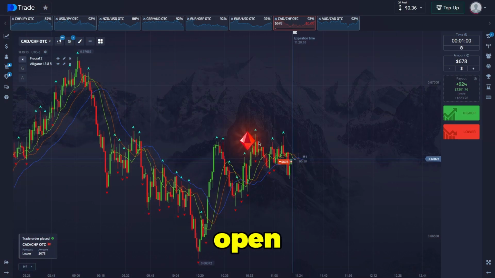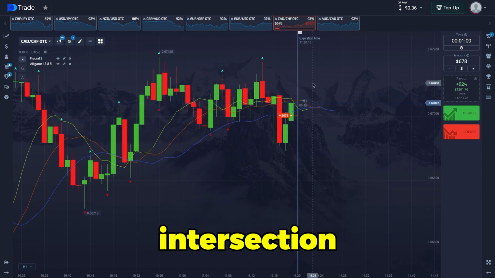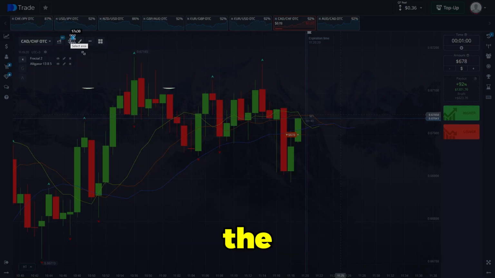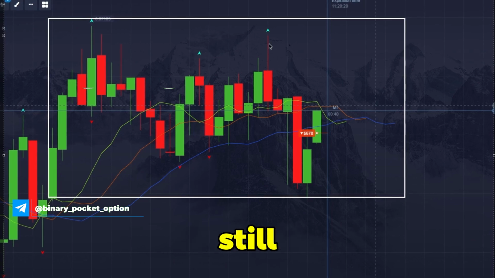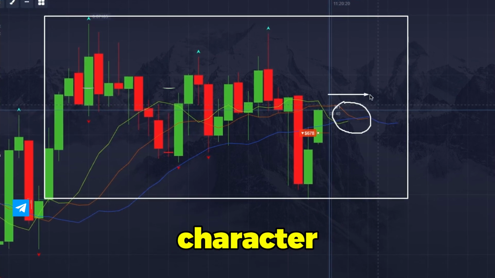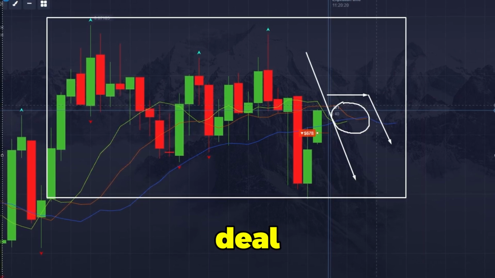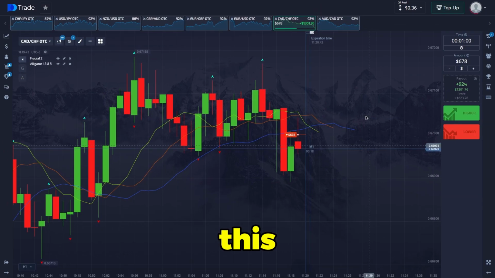And here, let's open a downward trade in the direction of the trend. Now we have an intersection of the moving averages of our Alligator. The consolidation area is gathering. Yes, our price dynamics are standing still. Here we see the intersection of our moving averages showing us a downward character. Then we see a pullback of the dynamics, after which we open the deal again in the direction of the trend. Let's look at the result of this transaction.